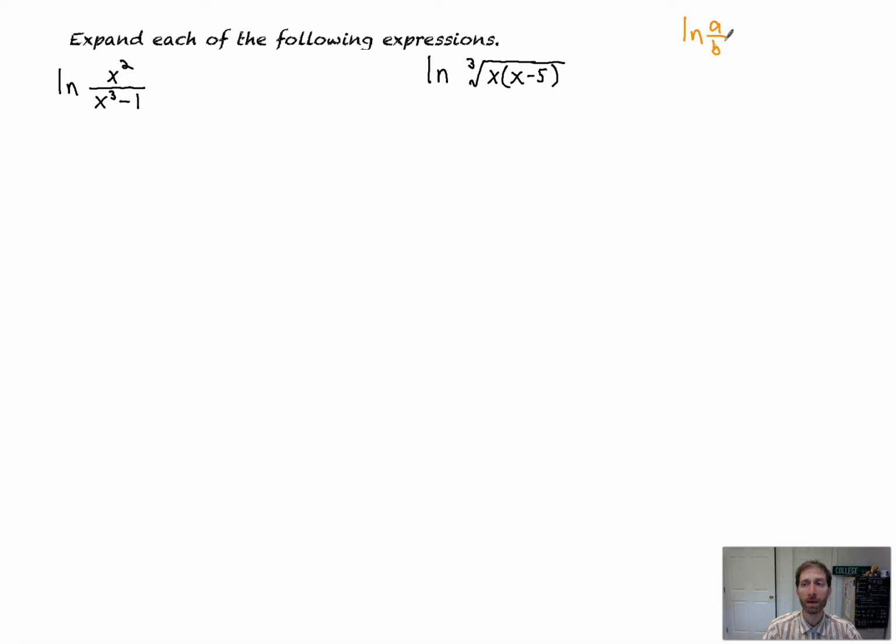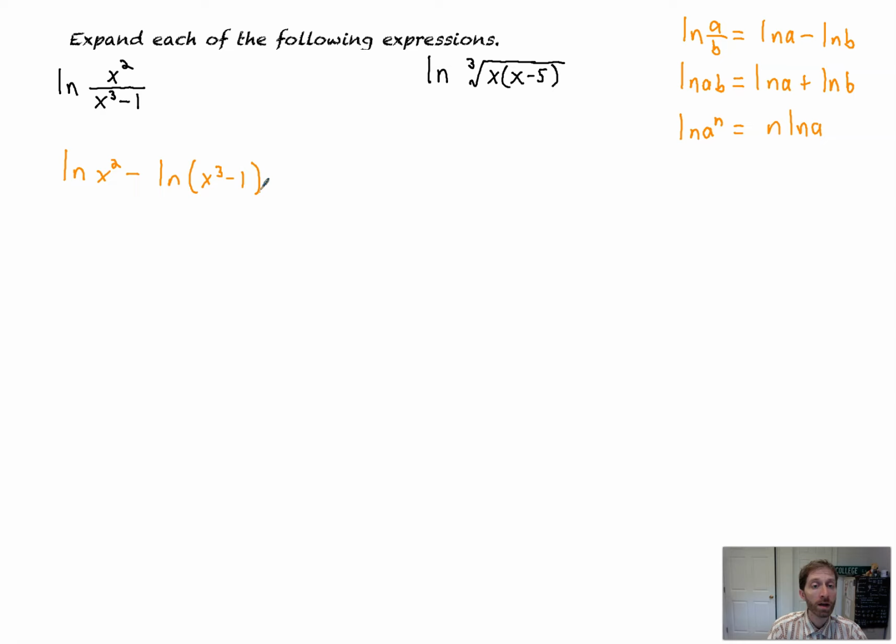So ln of a over b is equal to ln of a minus ln of b. That we're going to use first. We've got ln of a times b is equal to ln a plus ln b. And then ln of a to the n is equal to n ln a. We're going to use those. That's the direction we're going to be going in. Let's do it. Oh, I know you're ready. I'm ready. Okay, so ln of stuff over stuff, we're using this. So that's going to be ln of x squared minus ln of x cubed minus 1. Now, I ask myself, is there any more simplifying I can do?